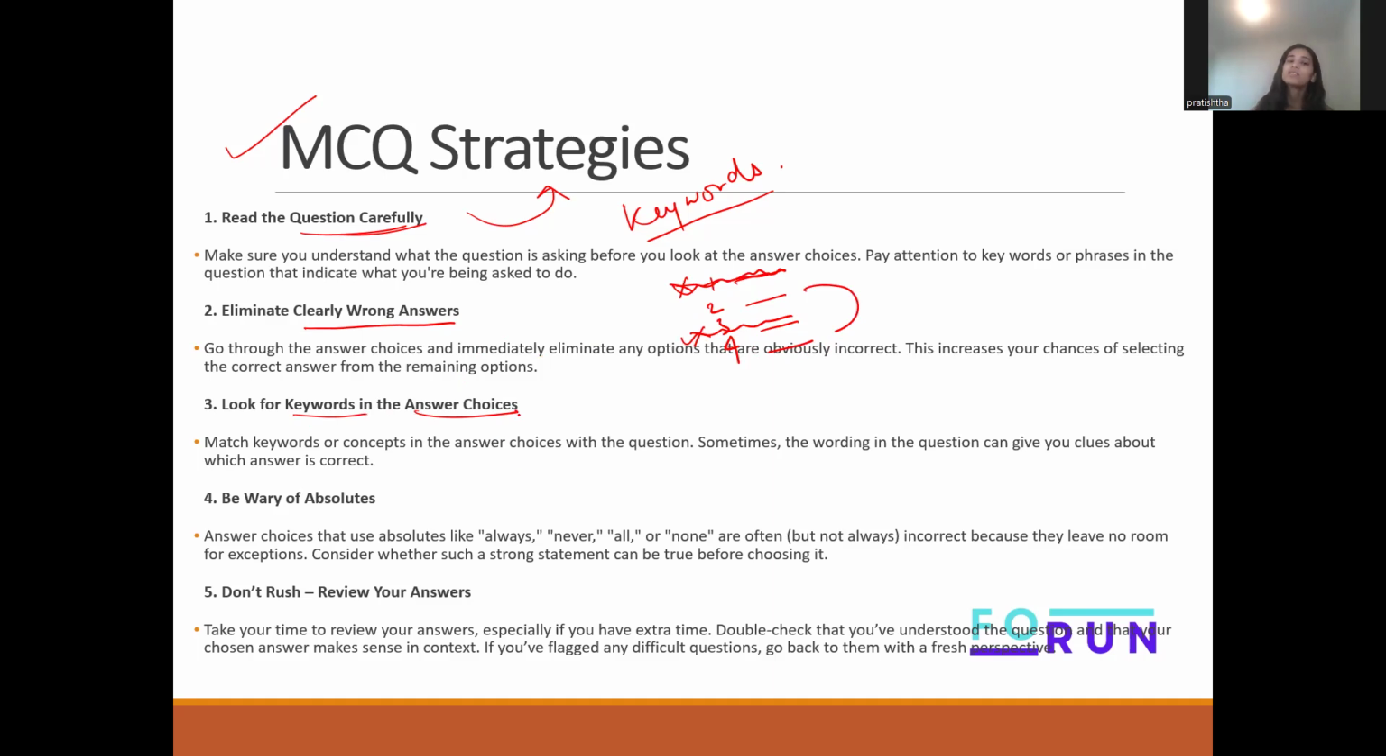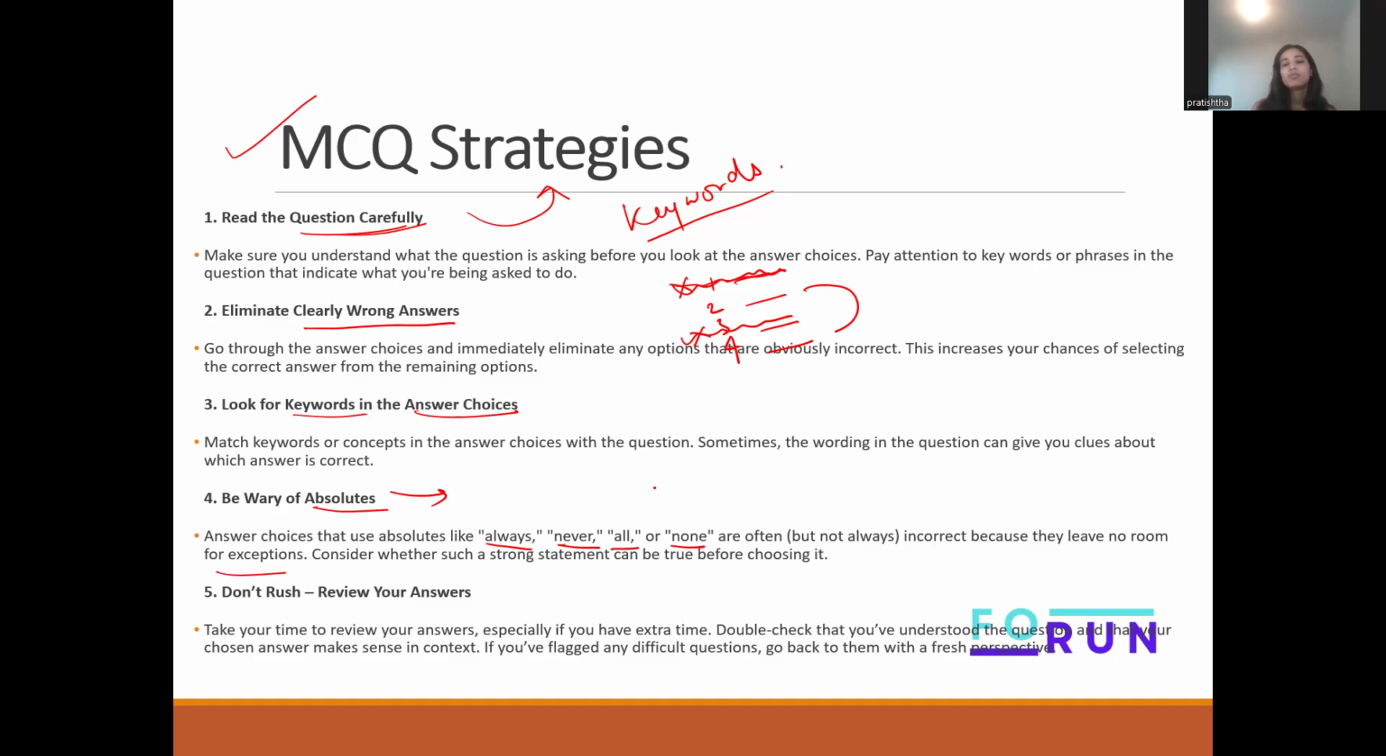Also try to look for keywords in answers. Be wary of absolutes. So in the IELTS exam, absolutes means when something is 100% certain, right? So answer choices that use absolutes like always, never, all or none are often incorrect because they leave no room for exceptions.